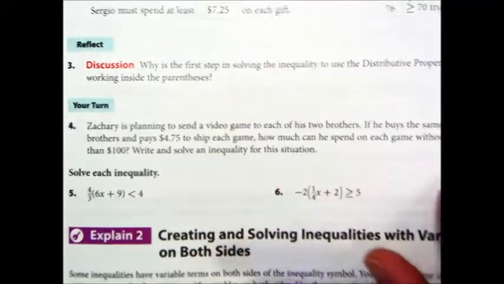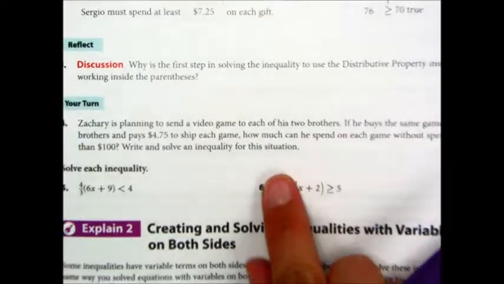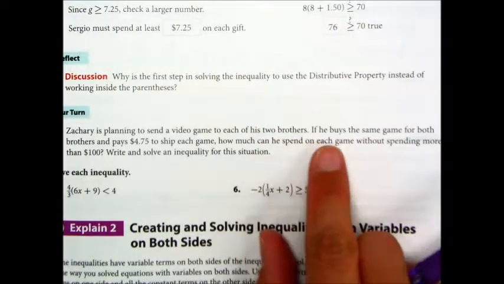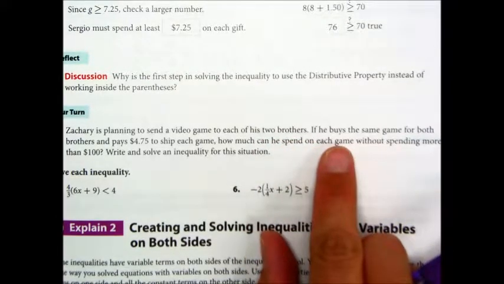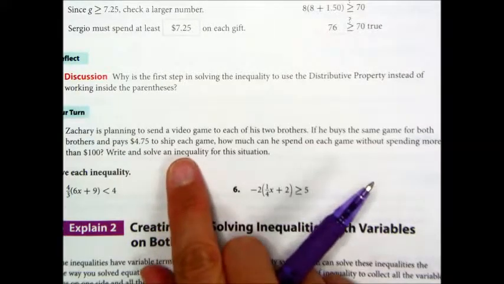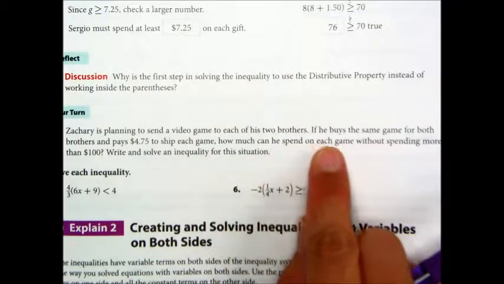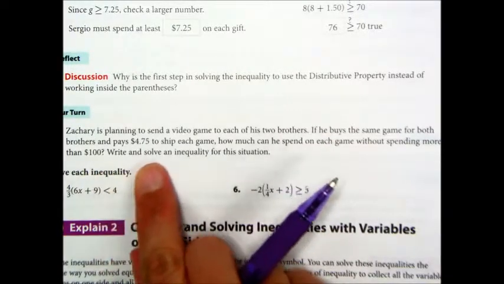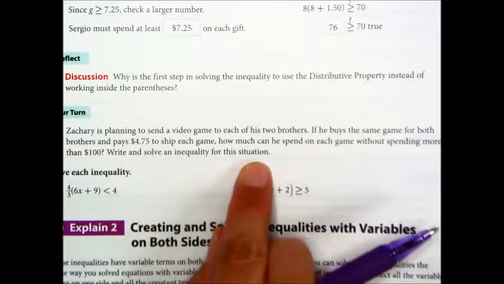For number 4, the situation we have here says that Zachary is planning to send a video game to each of his 2 brothers. If he buys the same game for both brothers and pays $4.75 to ship each game, how much can he spend for each game without spending more than $100? Write and solve an inequality for this situation.